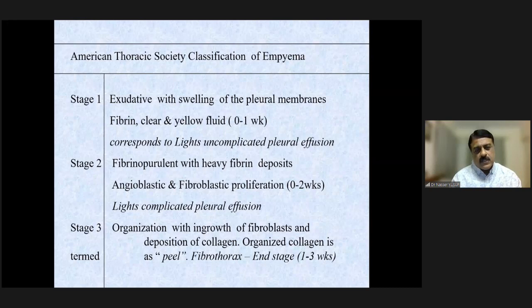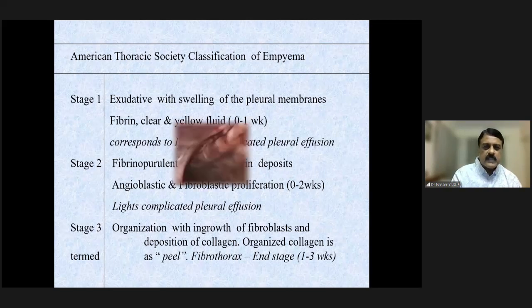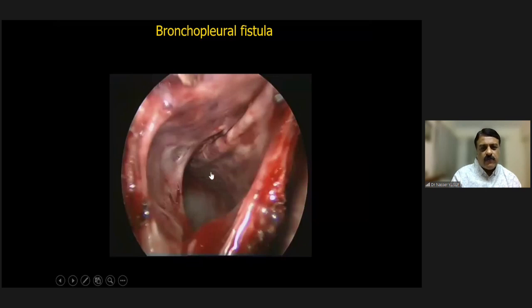Now, you've seen clear-cut effusions. I shall be fast forwarding into areas where gray areas will be debatable. Stage 1, exudative: swelling of pleural membranes, fibrin, clear yellow fluid, corresponds to uncomplicated pleural effusion. It's all yours. Stage 2, where you have heavy fibrin deposits, is a gray zone. It's a little more complicated, and there your expertise, skill and decision comes into play. The third, keep away: organized empyema with ingrowth of fibroblasts, the fibrothorax. I would suggest keep well away from there.